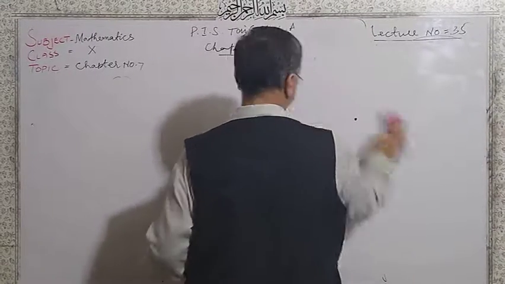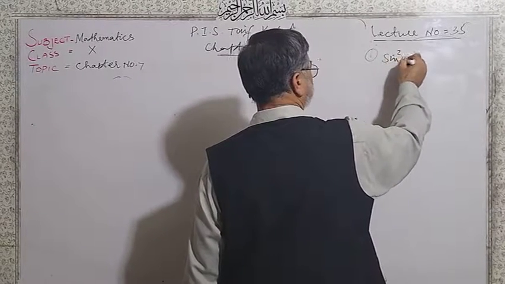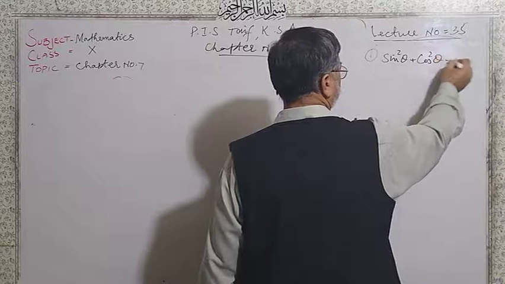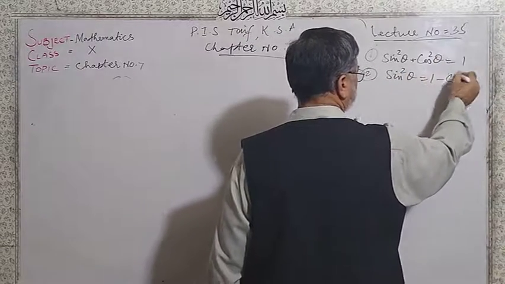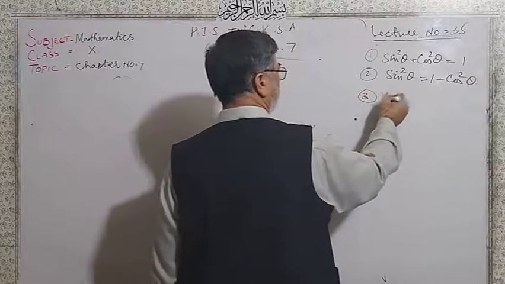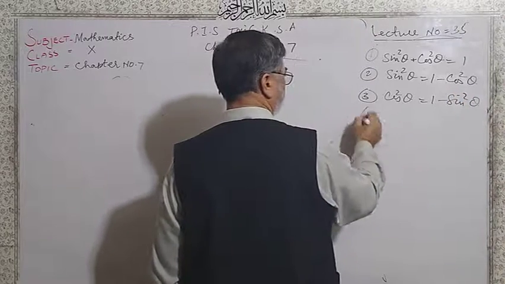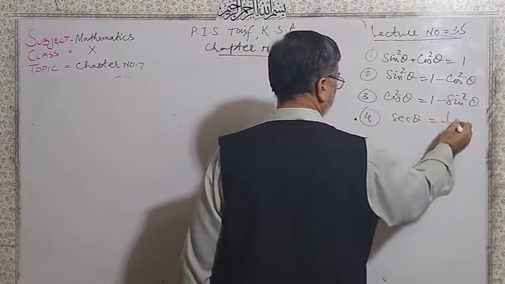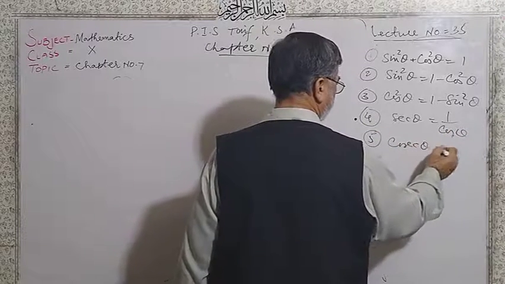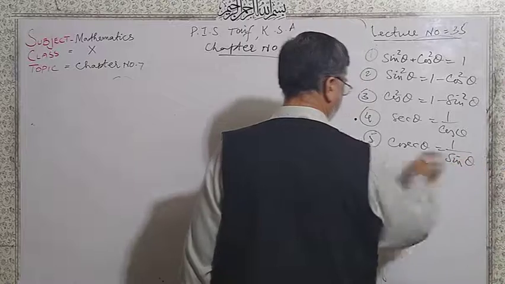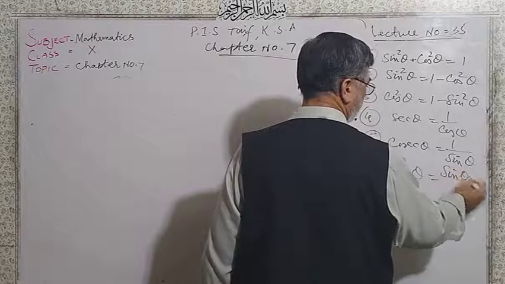For example, formulas of trigonometry are sin square theta plus cos square theta is equal to 1. Number 2 is sin square theta is equal to 1 minus cos square theta, and cos square theta is equal to 1 minus sin square theta. Number 4 is secant theta is equal to 1 over cos theta. Number 5, cosecant theta is equal to 1 over sin theta. Number 6, tangent theta is equal to sin theta over cos theta.